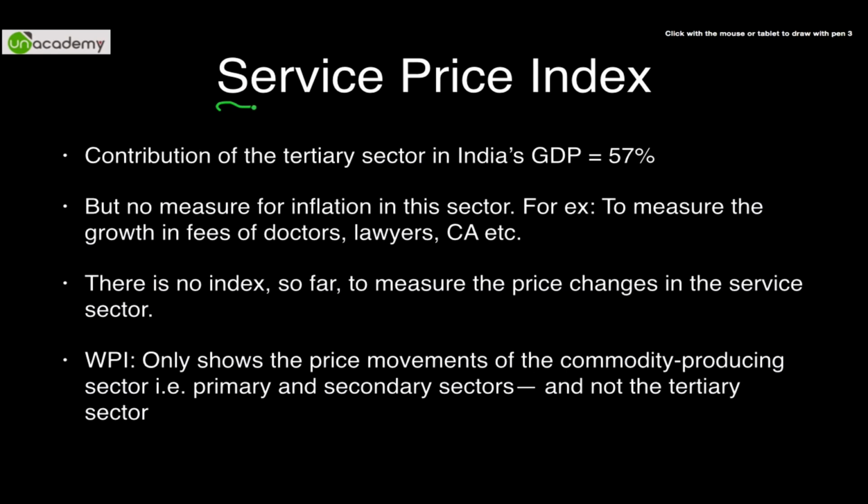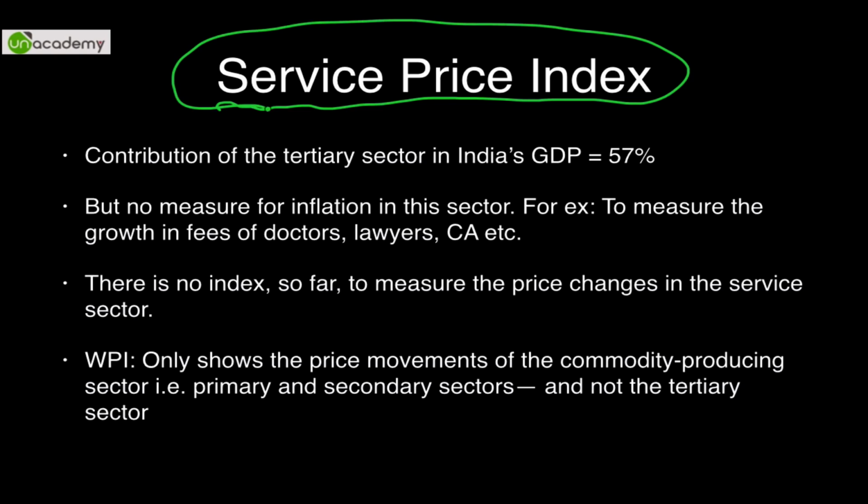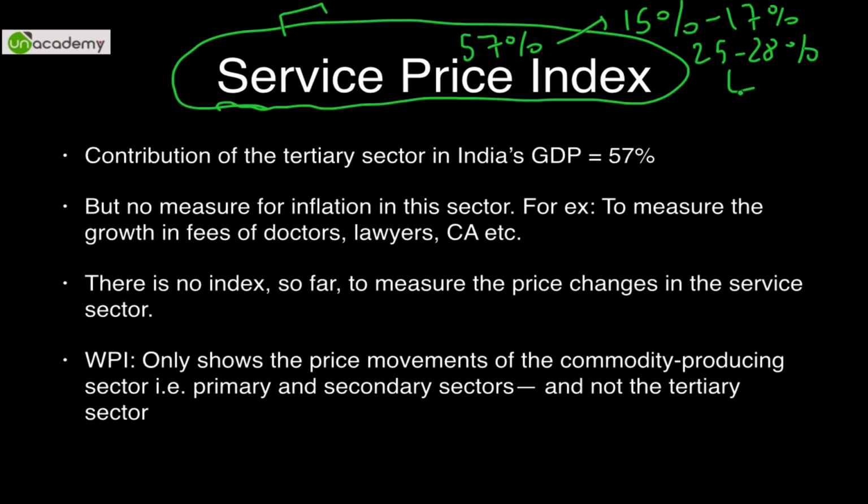Now finally for today is the service price index. Basically, services contribute almost 57% of India's GDP. Then 15% roughly comes from agriculture, and the rest, 25 to 28% roughly, comes from industries, or the secondary sector. Services are contributing more than half of the GDP, but we do not have any index so far, this is the keyword, to measure the price changes in the service sector.